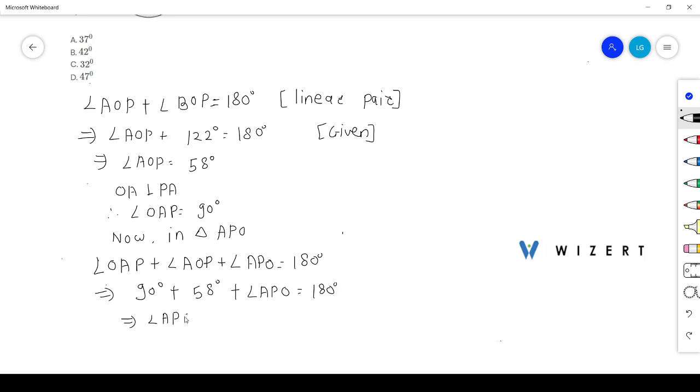So angle APO is 180 degrees minus 90 degrees plus 58 degrees. So it will give angle APO equals 32 degrees. So our correct option is option C.